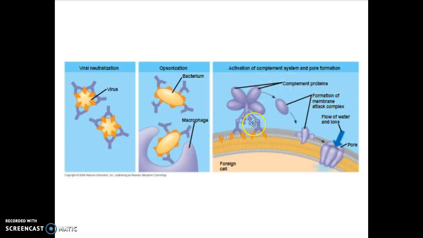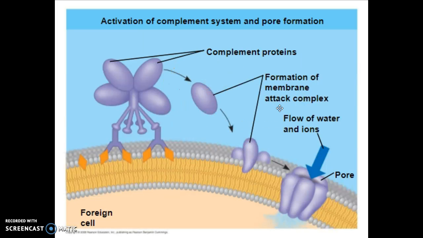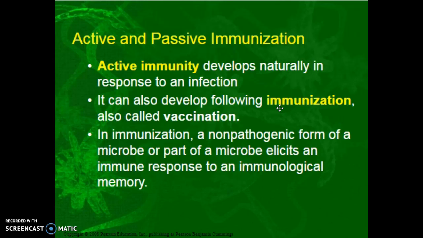And then we could activate a system that's going to attack, kind of like the idea of multiple opponents. You're attacking as a group rather than just attacking as an individual. Strength in numbers. So active immunity develops naturally in response to an infection. It can also develop following a vaccination or an immunization.